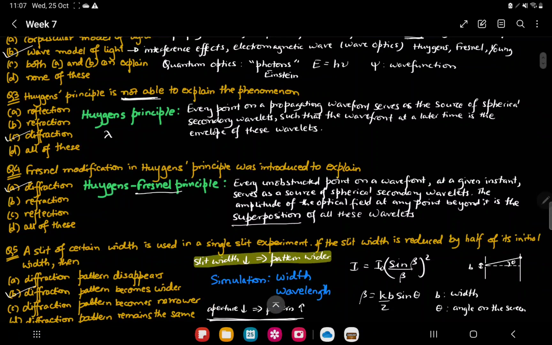So the Huygens-Fresnel principle states that every unobstructed point on a wavefront at a given instant serves as a source of spherical secondary wavelets. The amplitude of the optical field at any point beyond it is the superposition of all these wavelets.